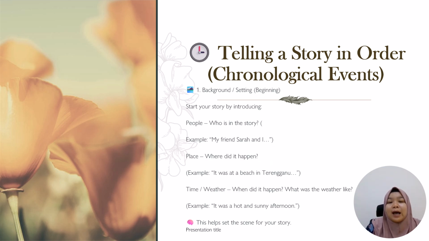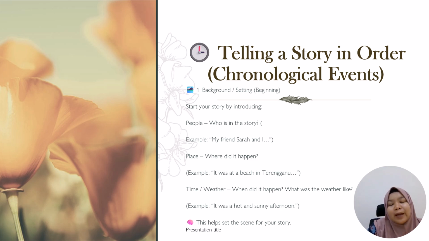All right, so first you have your background or setting. So this is the beginning of the story. So usually this is the time where you introduce the character, the people who were involved in the story, the characters of the story, as well as the location. All right, so who is in the story or where did it happen? Okay, for example, the story involves my friend Sarah and I, and the story happened at a beach in Terengganu.